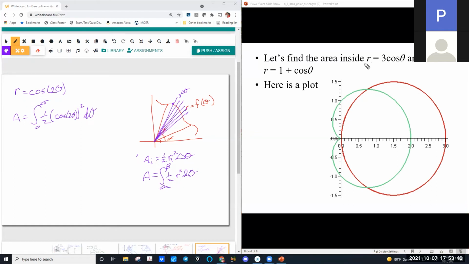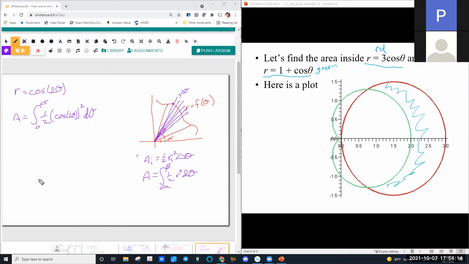Well, we want it inside this guy and outside of this guy. Well, which one is which? Well, this one goes all the way out to 3, so this guy here is our red. This is our green. So we're looking for this area right here. All right.